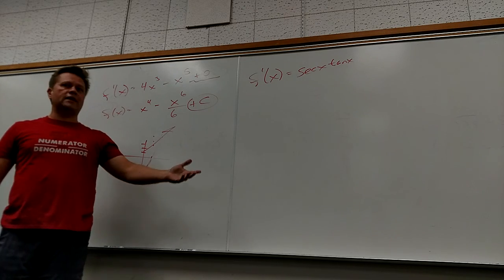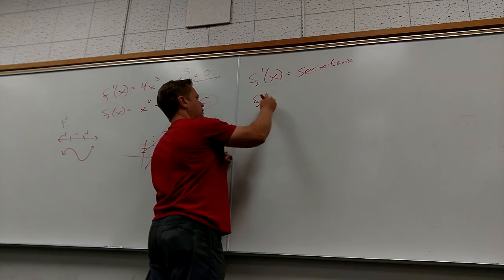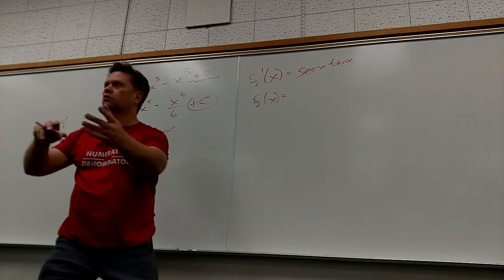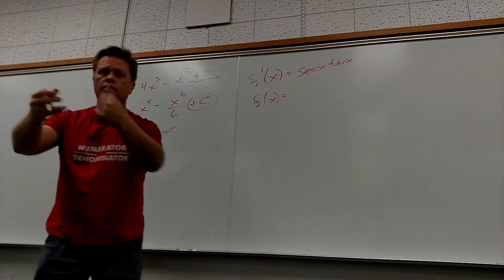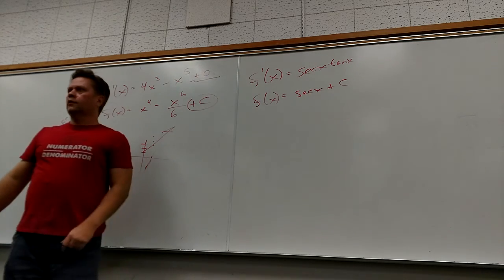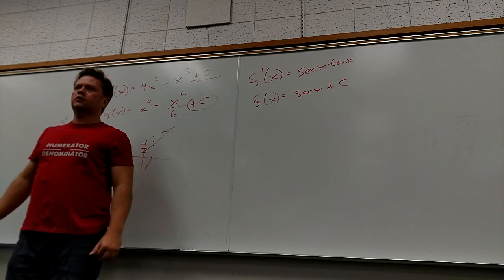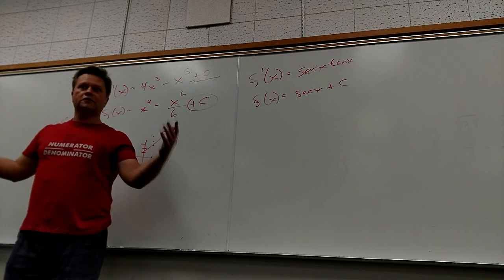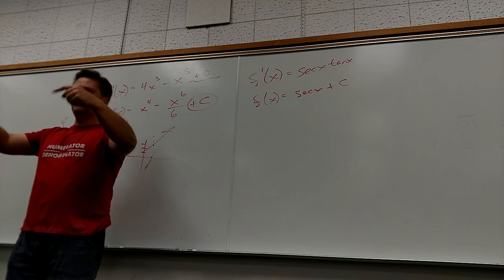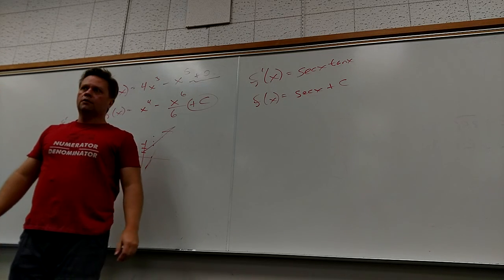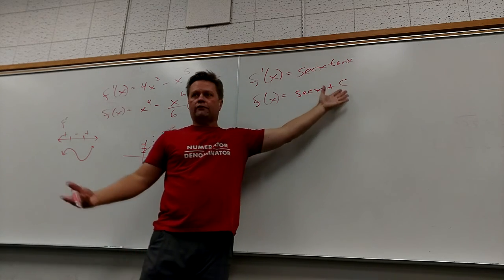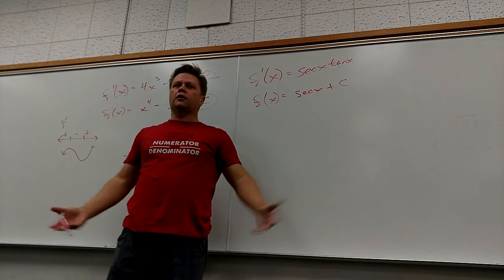So if f prime is that, what must f be? Secant x plus c. Sorry, say it again. Secant x plus c. Good. Secant x plus c. And how do you check yourself? Check the derivative. So when you factored polynomials in algebra, how did you check it? You multiply it back out. Right? Now, if you just stop here, the check will work. Of course, you just have to remember the plus c has got to be there, because it could be there.